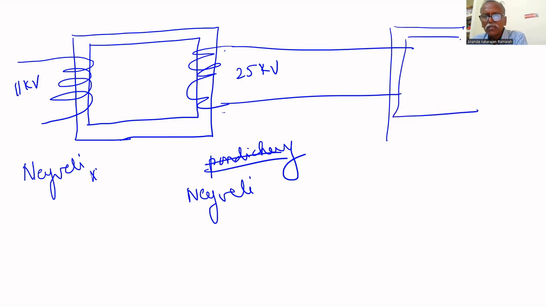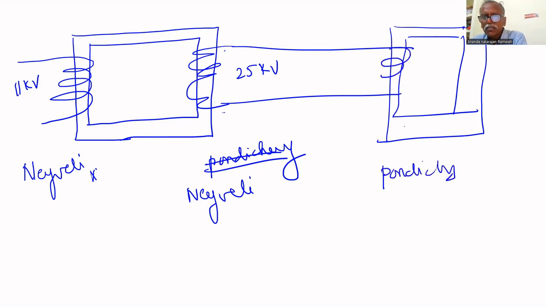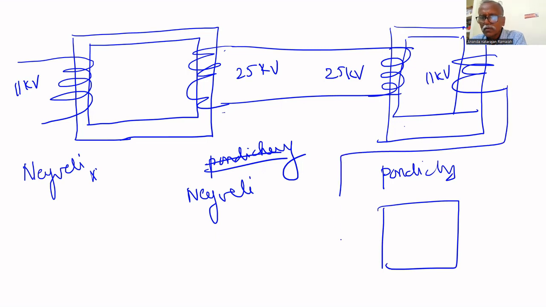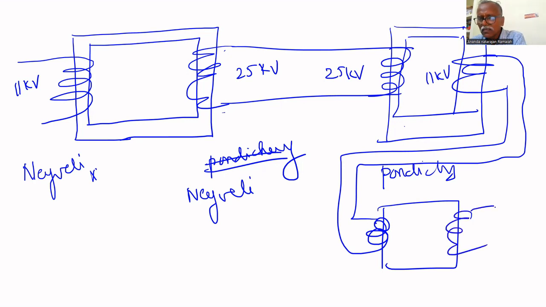This is Pondicherry. Here another transformer is used. 25 kilovolt is stepped down to 11 kilovolt. Again, it is stepped down to 220 volt AC. So here it is the Pondicherry substation. Here it is at our home. We are using 220 volt.